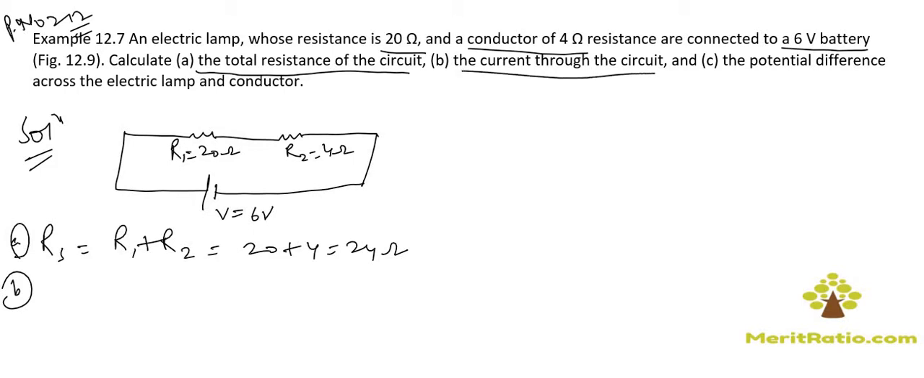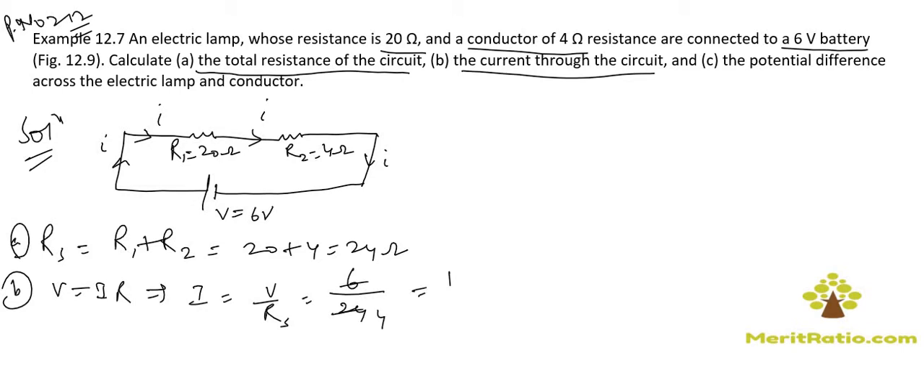For finding the current through the circuit, since across each resistor the value of current remains the same, so for finding the value of current, we know V is equal to IR, and I will become V upon R, and this R is actually the equivalent resistance. The value of V is given 6 and the equivalent resistance, how much is it? 24. So this will become 1 by 4 volt, rather 1 by 4 ampere, not volt, because we have obtained the value of I.